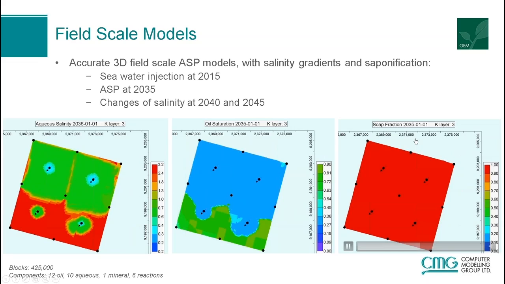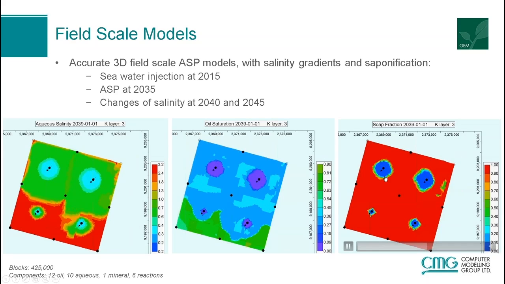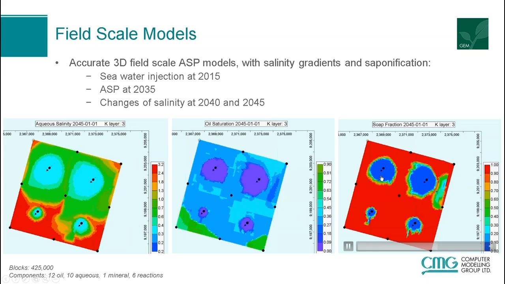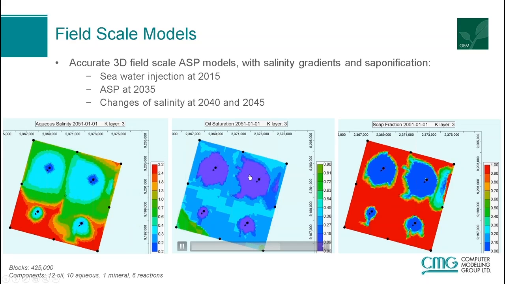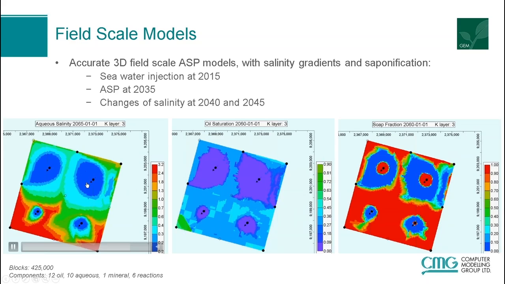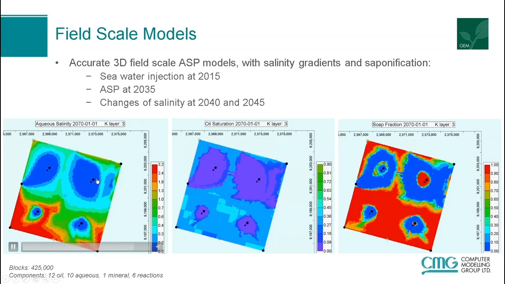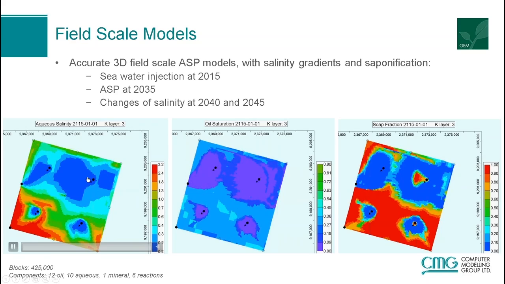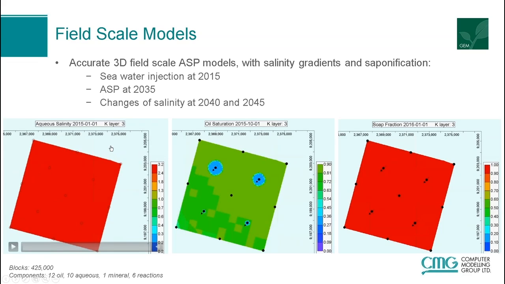Then at 2035, our ASP starts. We start to see our soap being created. We see our residual oil, or our oil saturation, dropping to very low values, and some changes of salinity as we change salinity and do our final polymer flood. The total flood goes to the year 2015.